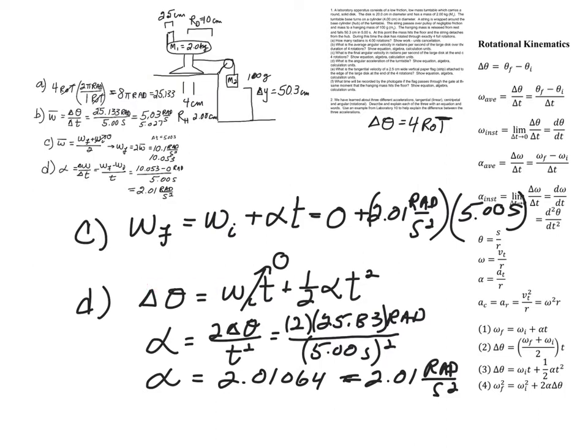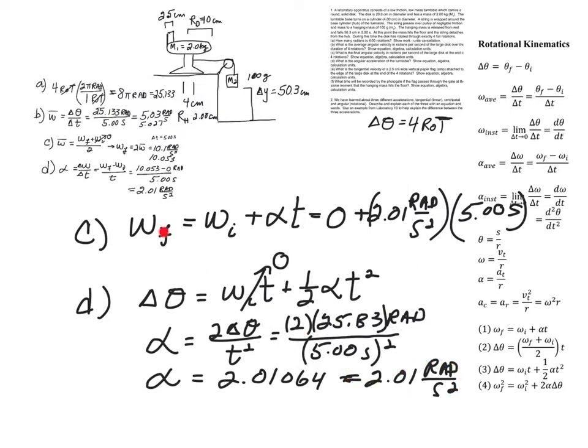So we start with equation 3. And since we start from rest, this is 0. We do the algebra, we get this equation. Notice I use the 25.133, the unrounded number of radians, and divided by t squared. And I get this value, the same value we got in the last set.